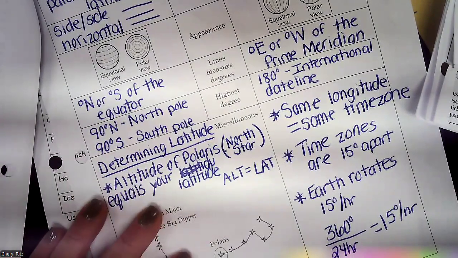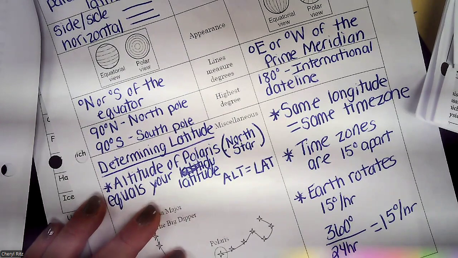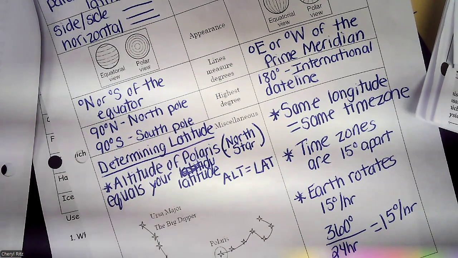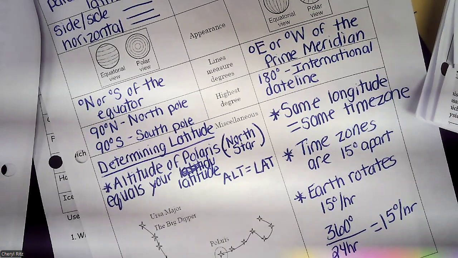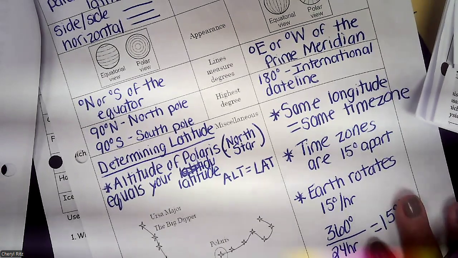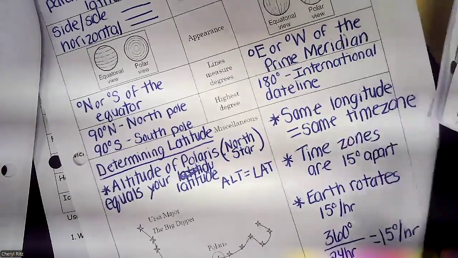For latitude, altitude of Polaris is equal to your latitude. It just means how high Polaris, the North Star, is in the sky is equal to your latitude in the northern hemisphere. You can't see Polaris in the southern hemisphere. And then just remember, same longitude means the same time zone.